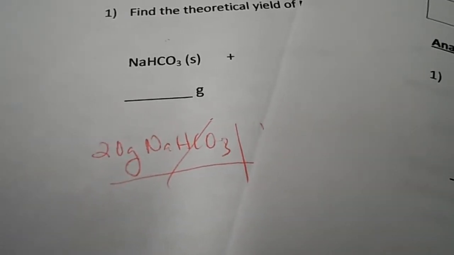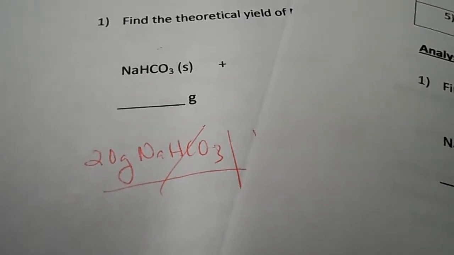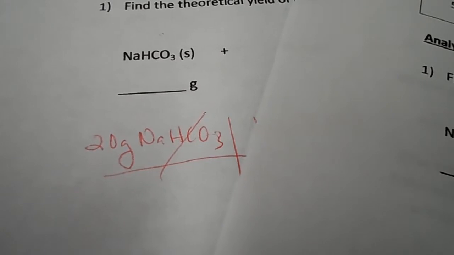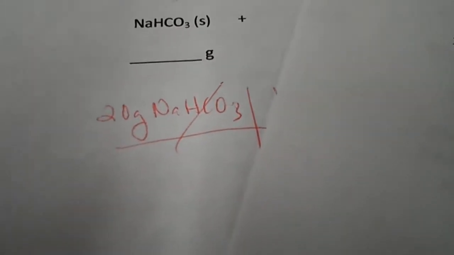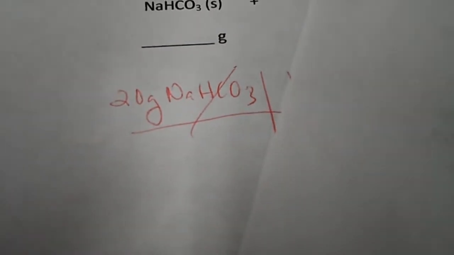Alright, I'd like to go through the calculations, and then your job will be to figure out the percent yield. So if you're watching this video, you'll take the data from my lab. But here's the deal. Everybody started with 2.0 grams of NaHCO3. That is the formula for baking soda.